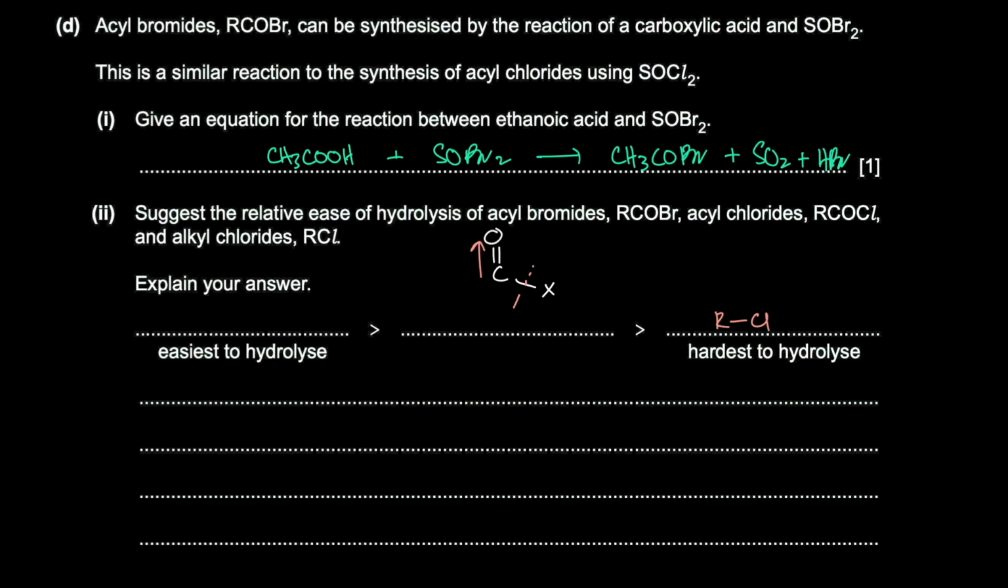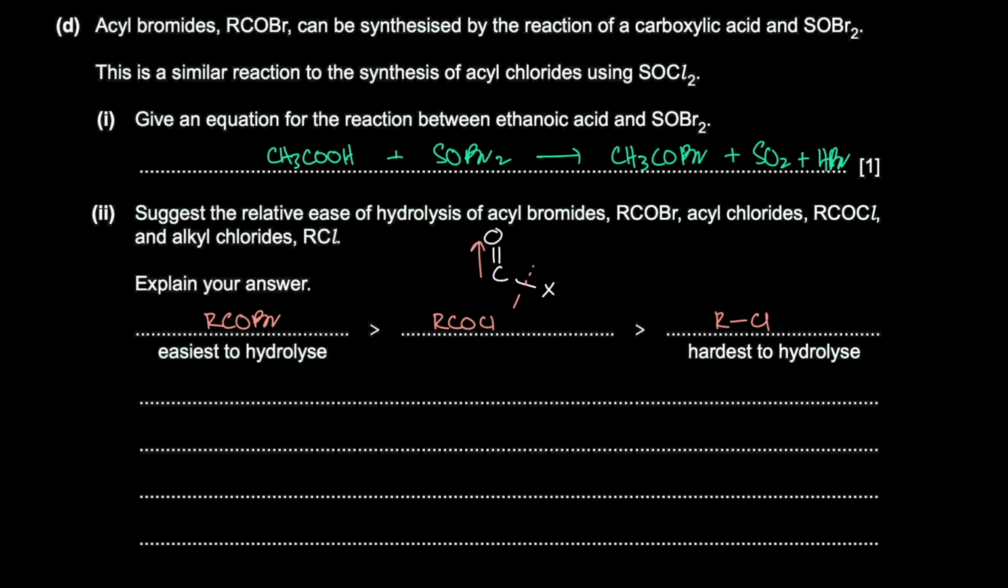Now the easiest to hydrolyze will be the acyl bromide. Why? Because the carbon bromine bond is weaker. Down the group, the size of the atoms increases, the number of shells increases, shielding increases, and bond length increases. So the bond is weaker between carbon and bromine compared to carbon and chlorine. So the easiest to hydrolyze will be the acyl bromide, followed by the acyl chloride, followed by the alkyl chloride.